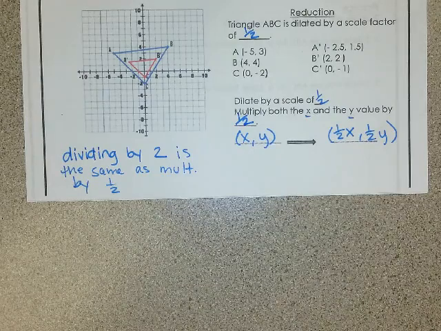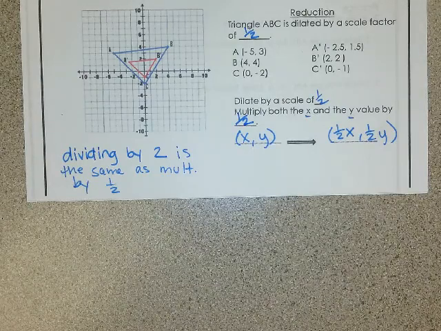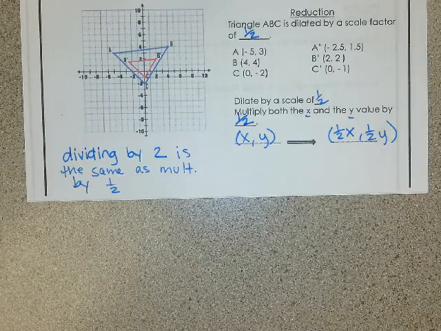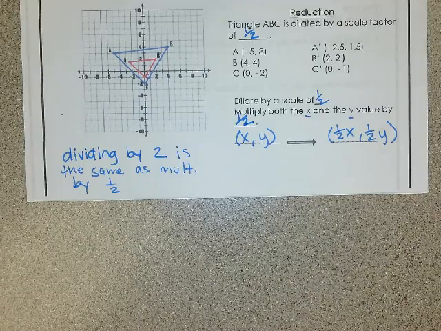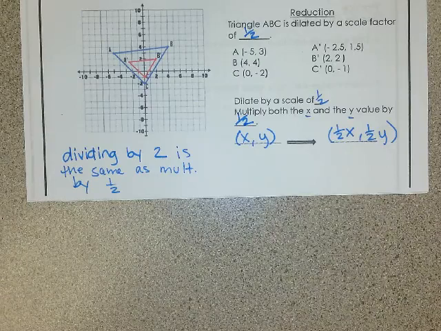Now, let's look at our shape. Our pre-image was the blue shape, right? There's no primes on it, so I can tell that that's the first shape. When I cut everything in half, what happened to my triangle? It got smaller, right? So when we multiply by a number that's less than 1, it gets smaller.